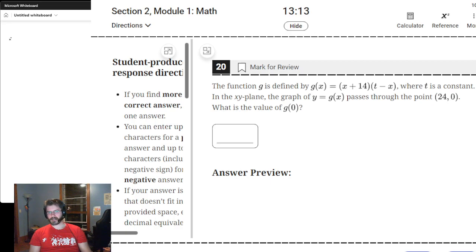So we're going to get 0 equals x plus 14 t. Oh, no, not x, sorry, because x is 24. 24 plus 4, t minus 24.